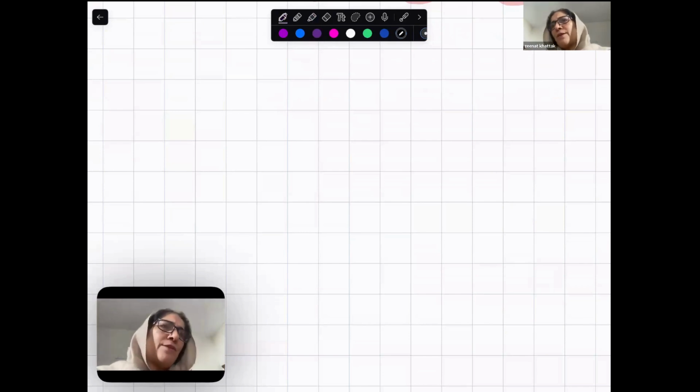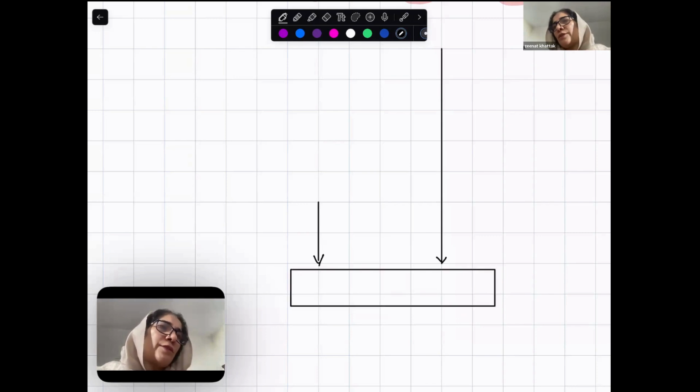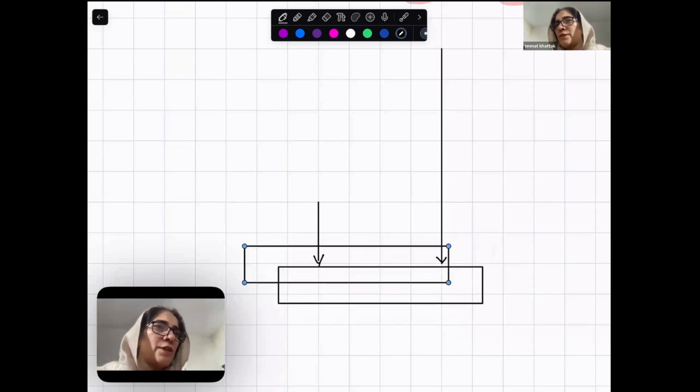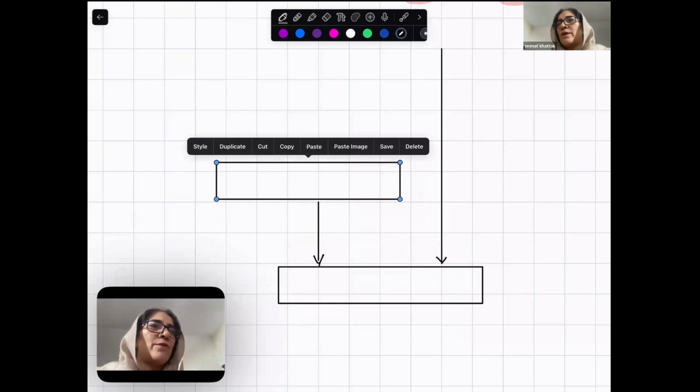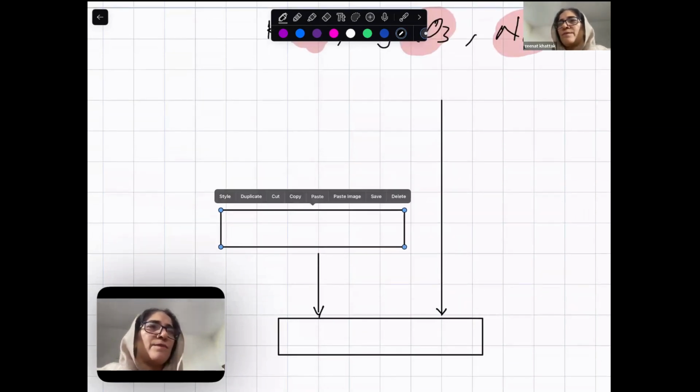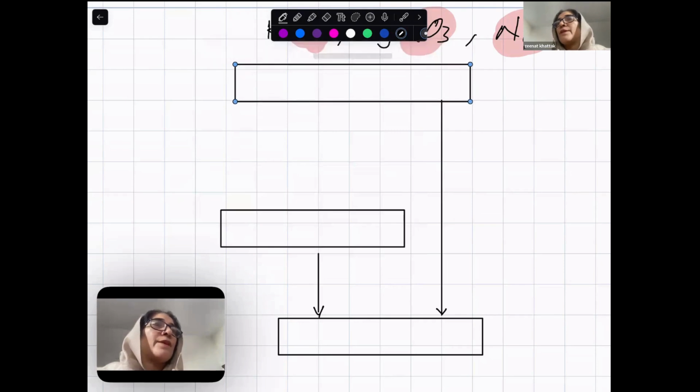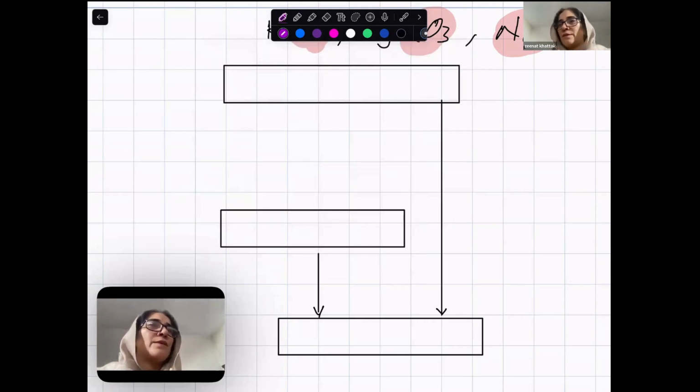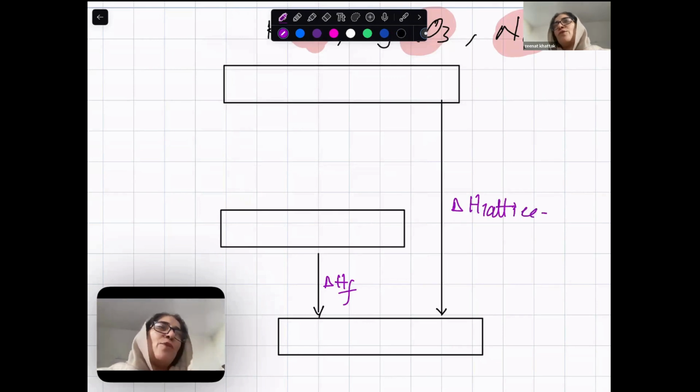So for molecular ions, again, two arrows, one small and one big arrow. One is as usual. Can you suggest what the smaller one and the bigger one are? Think. The smaller one is formation and the bigger one is lattice. And suppose I am doing this for potassium sulfate salt.